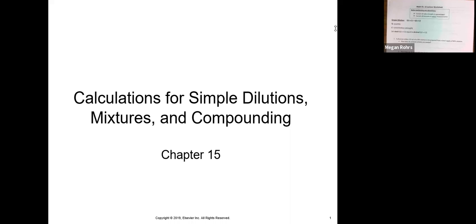Chapter 15 begins on page 361 in your math book. This week we're going to be discussing simple dilutions, mixtures, and compounding. So a lot of very vital math concepts this week when it comes to working in a compounding pharmacy.